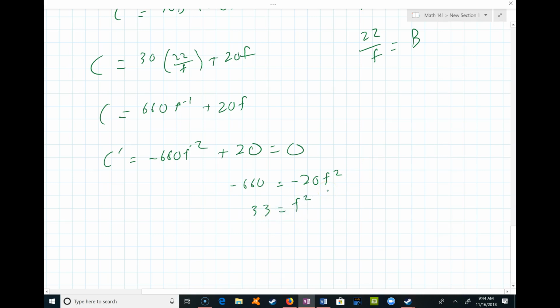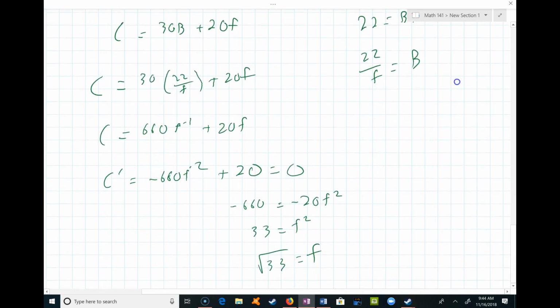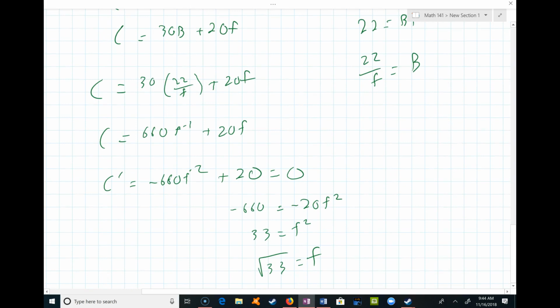So I'd have to square root 33. And of course I get a plus or minus, but the minus doesn't make any sense. So the length of that, wait, that's F, right? Oh, so the width of the thing is square root of 33. And I could find the other one by dividing that into 22.